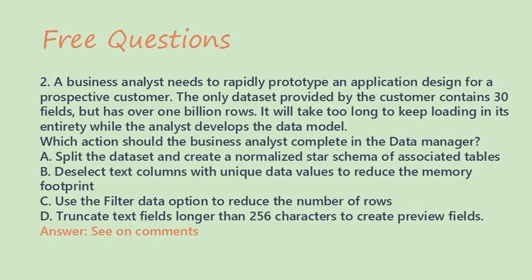A. Split the dataset and create a normalized star schema of associated tables. B. Deselect text columns with unique data values to reduce the memory footprint. C. Use the filter data option to reduce the number of rows. D. Truncate text fields longer than 256 characters to create preview fields.